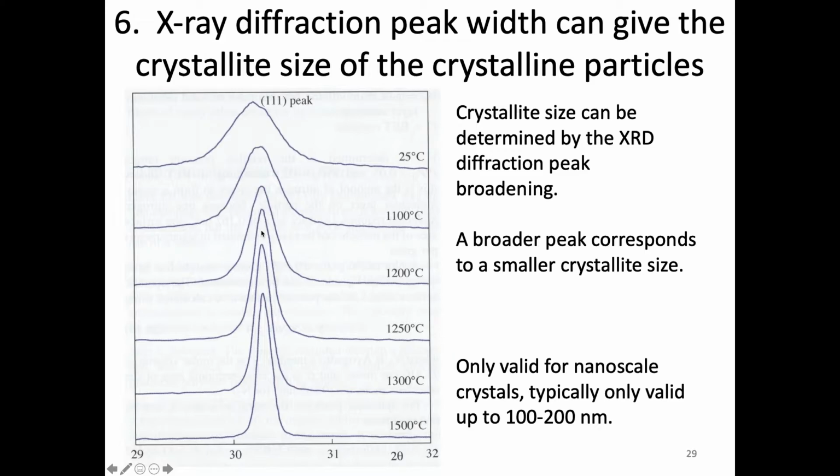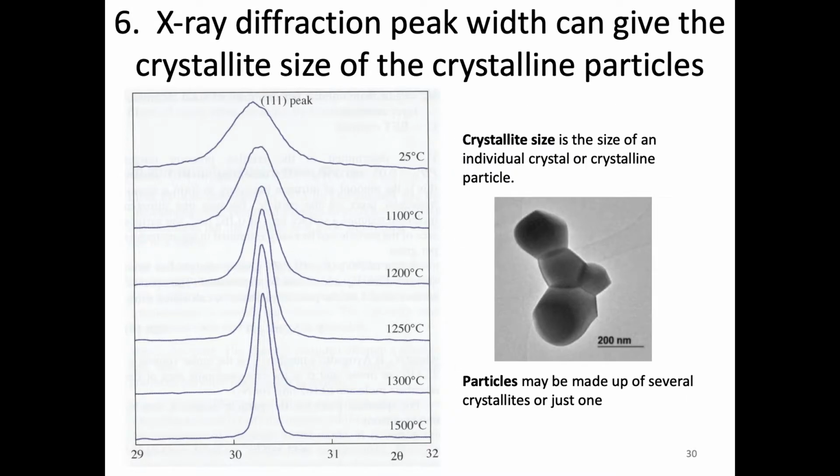This plot shows it here. The higher temperatures, which have the narrower peaks, so the width is narrower, correspond to larger particles. And then as we go down here to much broader peaks, that corresponds to a smaller crystallite size. This technique is valid for nanocrystalline size, so very typically only up to about 100 or 200 nanometers. All the other techniques that we've looked at so far are typically good for micron-based size. This is for much smaller particles.